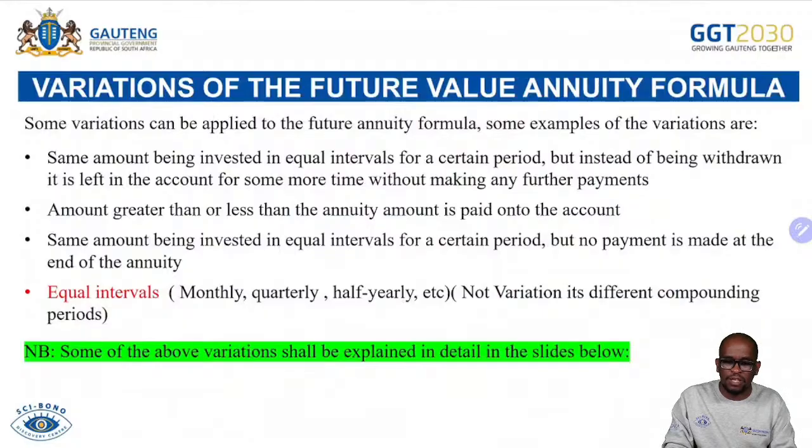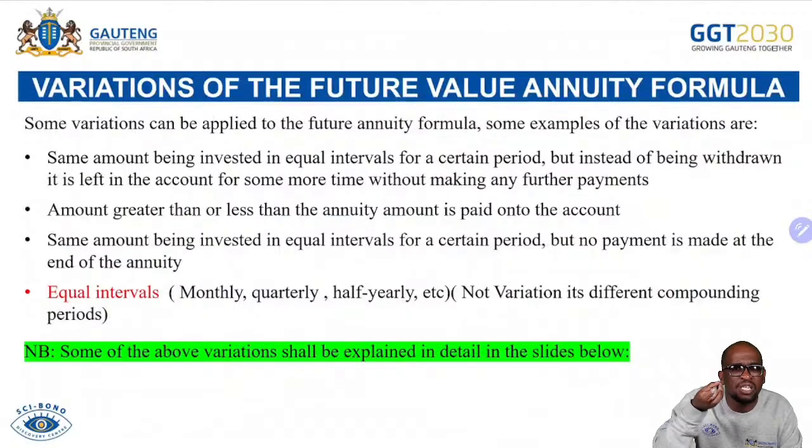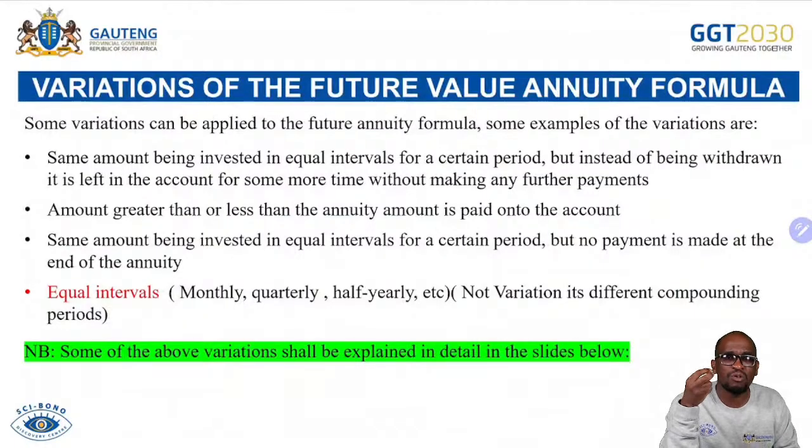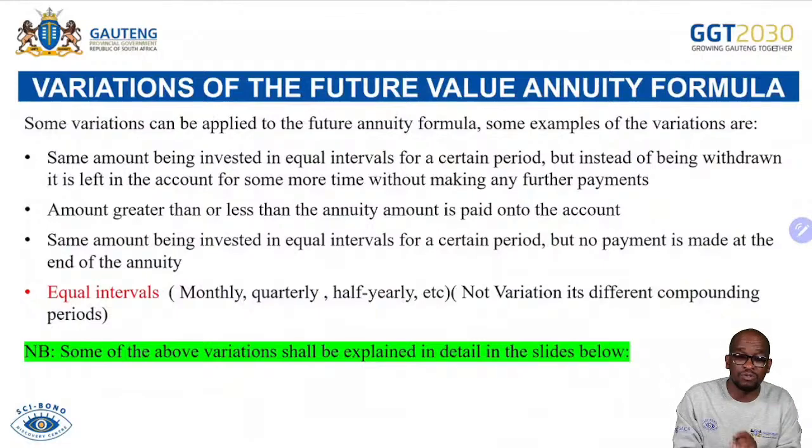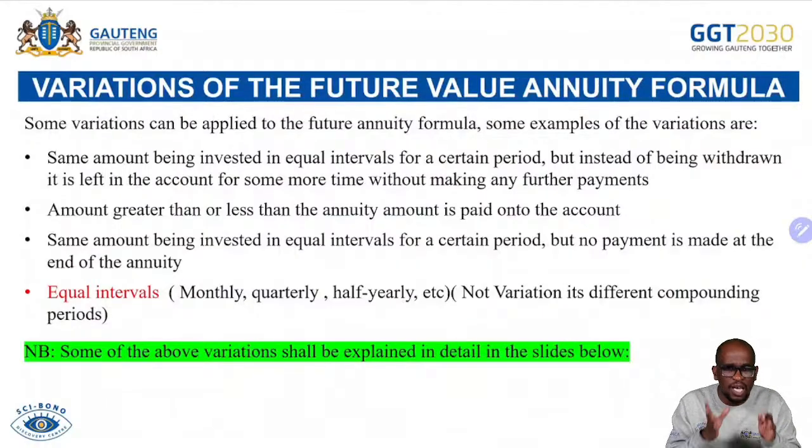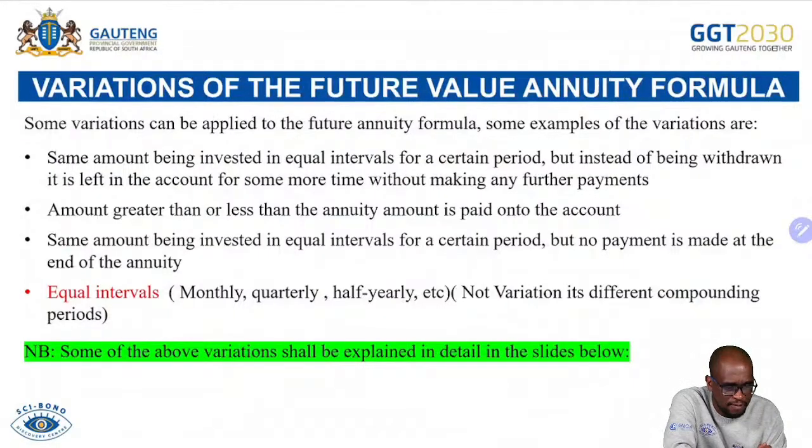Variations to the future value annuity formula. There are some variations. Sometimes there are things that we do to the formula to alter it or to trick you. The timeline here would also assist you to see those variations. I'll speak to some of the variations that you can see, and then I'll pick any two of these and explain them in detail. You will be able to do the rest on your own. You just need to understand what is happening. These are examples of some variations.